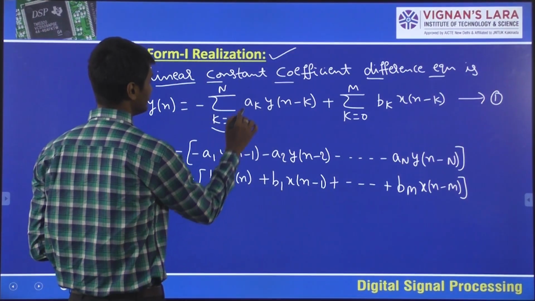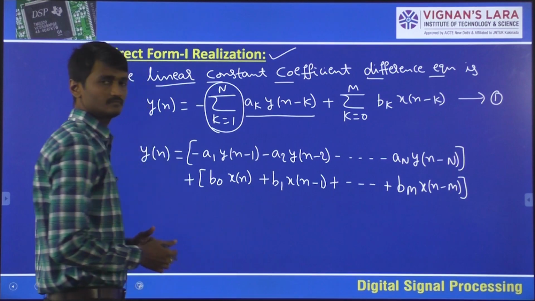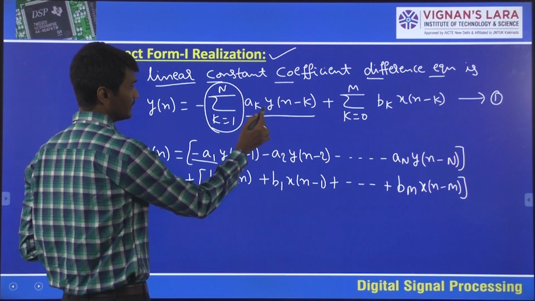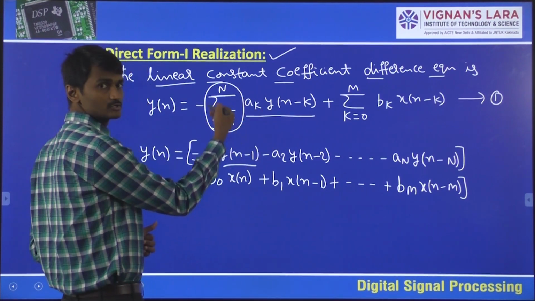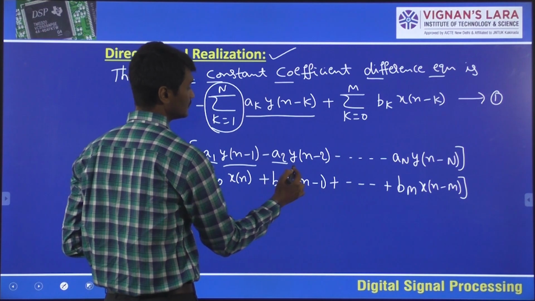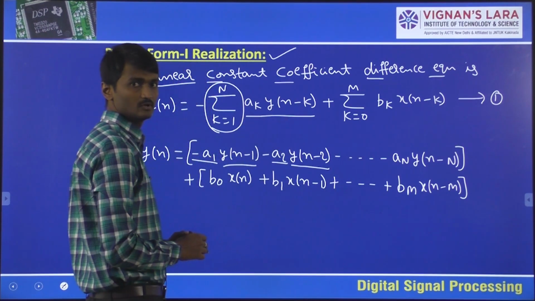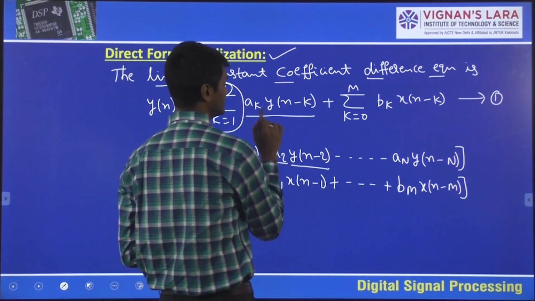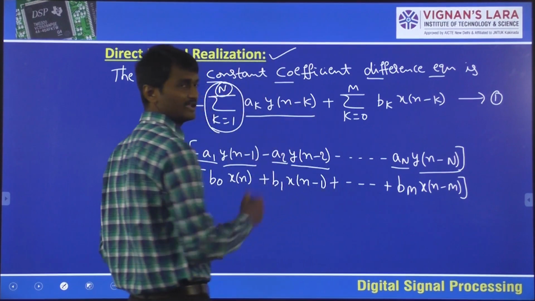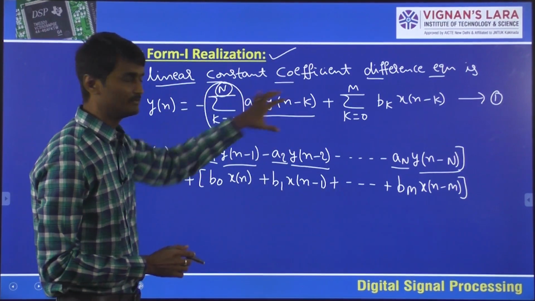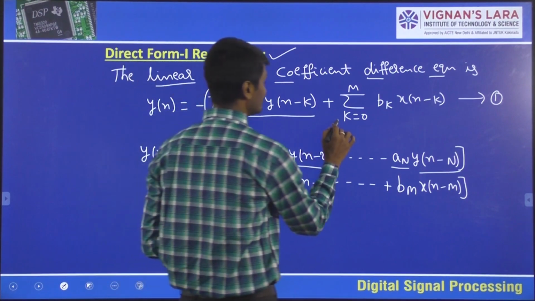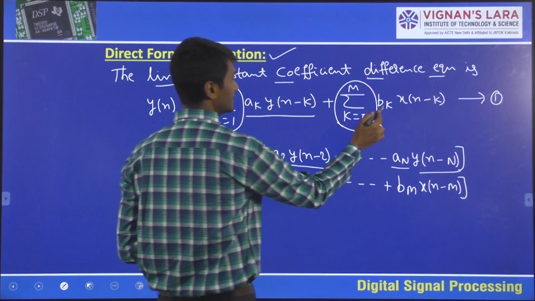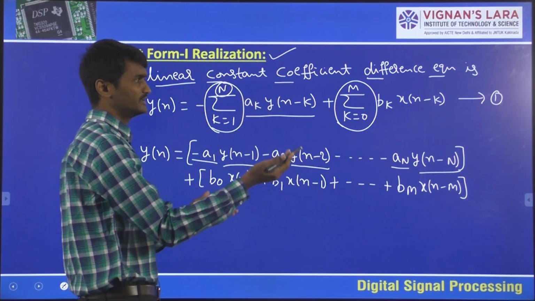Now apply some values of k here. First, k equals 1, so that is minus a1 y of n minus 1. Next, k equals 2, so minus a2 y of n minus 2. And so on, up to k equals N, that is minus aN y of n minus capital N. So this part will be over. Plus, now apply some values of k here. First k equals 0, that is b naught x of n minus 0, that is x of n.